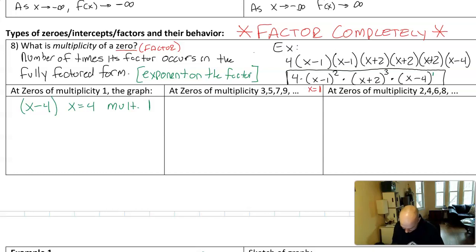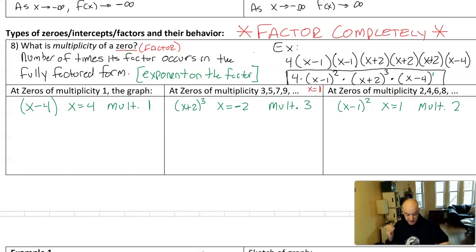Let's go through and actually kind of chart this out. So that's our multiplicity 1. We have x plus 2 to the third, which gives you a 0 of x equals negative 2. That has a multiplicity of 3. And the x minus 1 squared gives you a 0 of x equals 1. That has a multiplicity of 2.